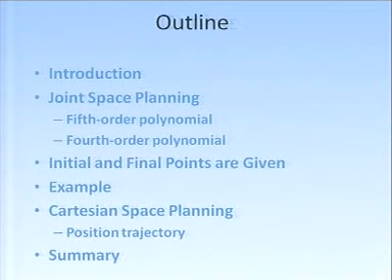Then we will see that with certain conditions we can simplify the fifth order polynomial to a fourth order polynomial also. Then some combination of fourth order polynomial with straight lines can be obtained when the initial and final points are given. We will see this through an example, and then we will talk about Cartesian space planning. That means, instead of defining the joint angles, I can define directly the end effector positions. So, we will see the position trajectory. There is also a requirement of rotation trajectory, which we will take up in the next class, and finally, the summary.